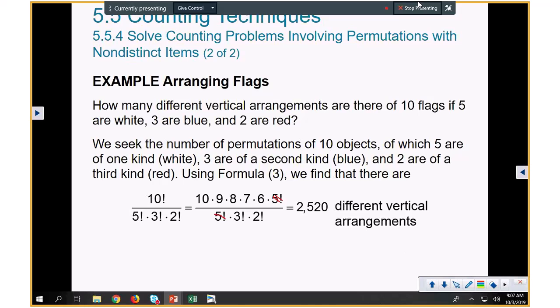Okay, so 5 factorial cancels. But still, even if you do that, you still don't get the right answer. You still get 25,000. No, you should be able to get the right answer. You have to take 3 factorial, which is what? 3 times 2 times 1, which is 6. 2 factorial is 2, so 12 is on the bottom. And then the big number's on the top, so you take the big number and divide by 12.